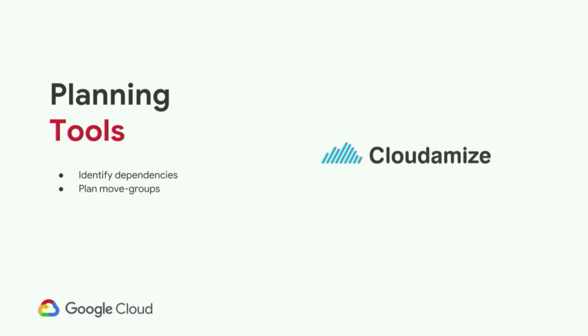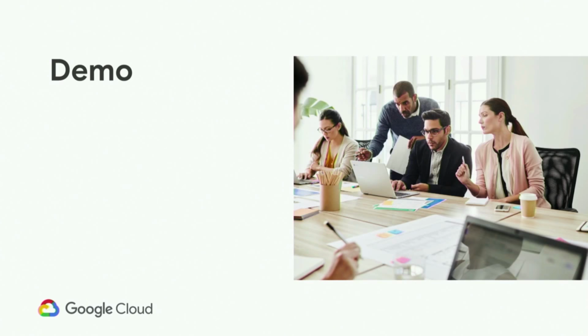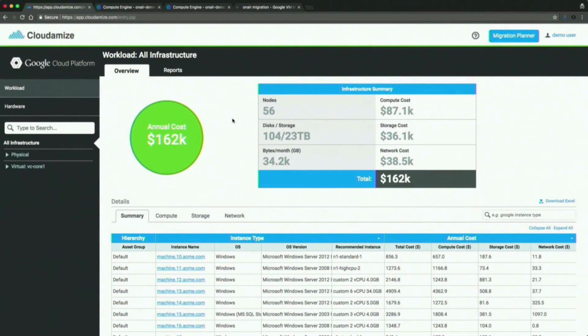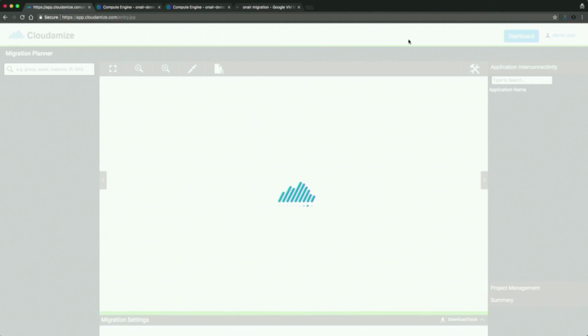There are planning tools that can help you identify application dependencies and move groups if this is something you don't already have in your organization. I'll hop over to Cloudomize and show you that. All right. Back in Cloudomize, this was the dashboard where we looked at the costs of migrating these machines to cloud and what was running on those machines. Now let's go over to the Migration Planner.